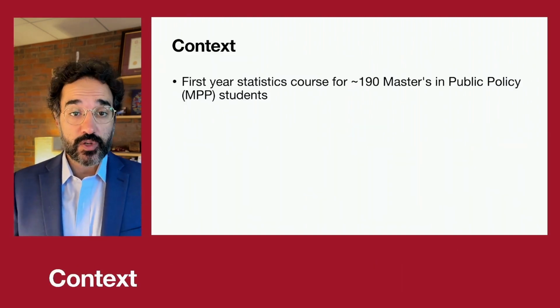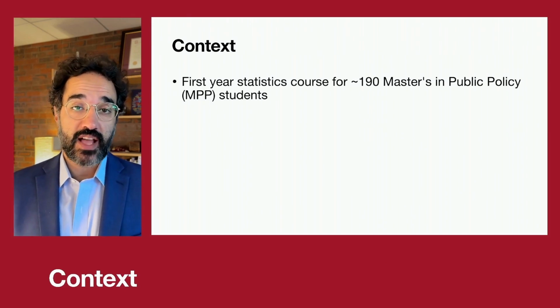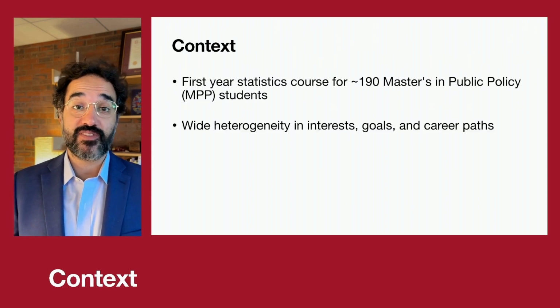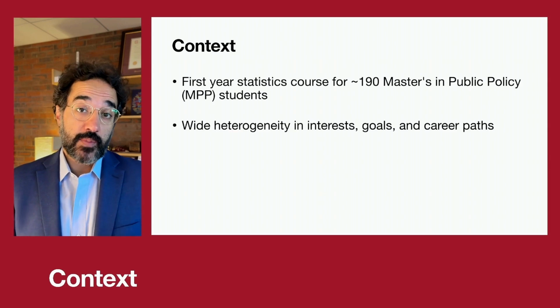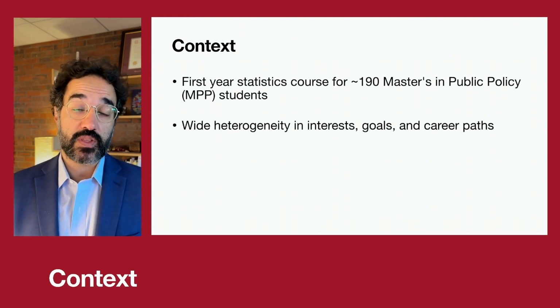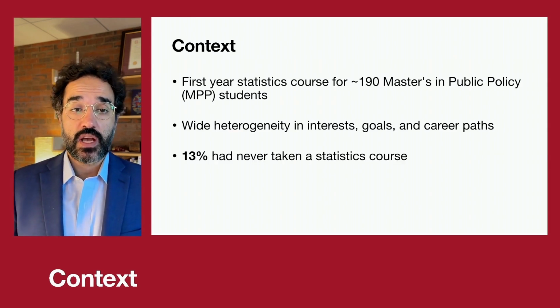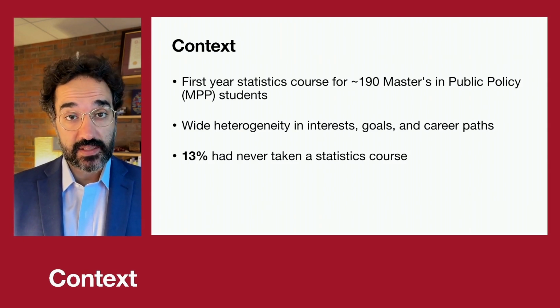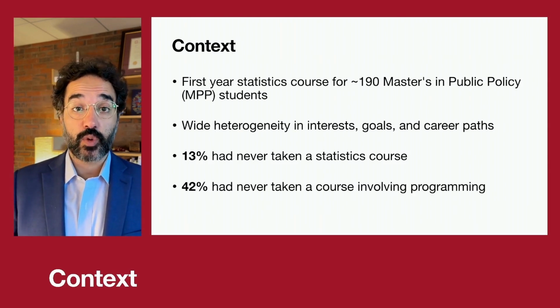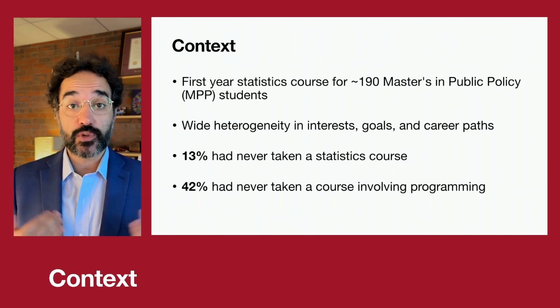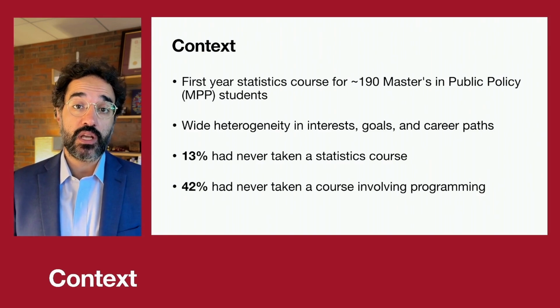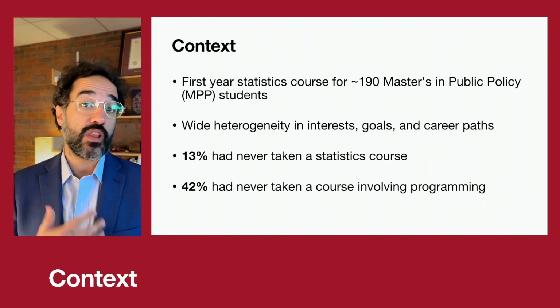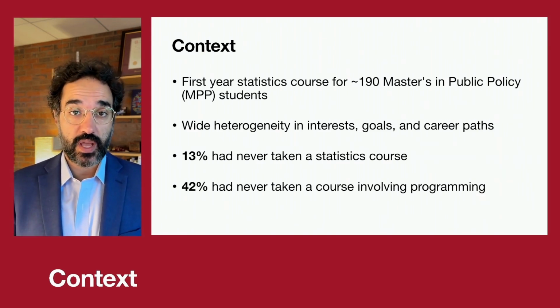So this was for first-year Masters in Public Policy students. There are about 190 of them. And the one thing that they all have in common is that they're all pretty different. So there's vast heterogeneity in their backgrounds, their interests, their goals, and subsequently what they actually want to get out of this course with us. And as far as background goes, about 13% had never taken a stats class before of any kind. And 42% had never taken a course involving programming of any kind. So as you can see, there's quite a bit of variation, but particularly in coding, there were a very large number of students who had never even thought about how to actually code in a formal classroom setting.